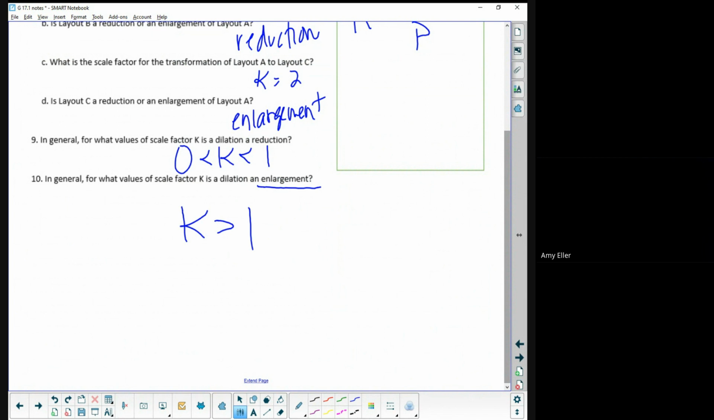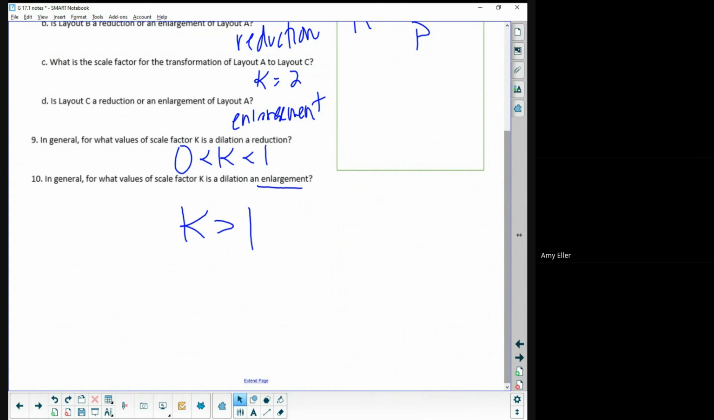Here's what a lot of students tell me. See if you can find the flaw in this statement. They tell me for it to be a reduction, it has to be a fraction. They say a fraction will result in a reduction. 5/4. There you go. The fraction 5/4, isn't that bigger than 1? That's going to be an enlargement. So I know what you mean, and many fractions are reductions, but that's not always true. So try not to say a fraction. Try to say less than 1.